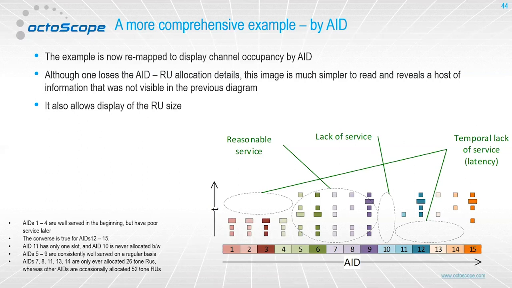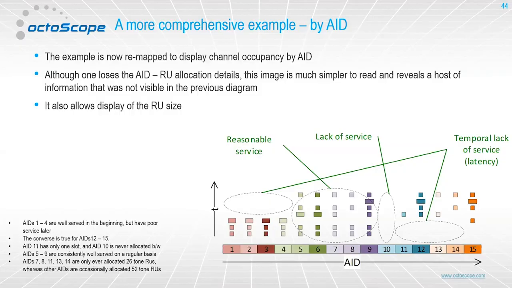Another way that you might want to reorient the same data in order to get a sense of what's going on is to say, let me just look at every AID individually. So now we've put AID instead of frequency along the horizontal axis. So for each AID, we can look at how much of the channel it was actually getting allocated at any given time. As we go up, we can see what allocation it got. Now, we lose in this picture the actual RU, but we do see how much of the band it was getting. So you can tell if it was getting an allocation at all, and if it was, how much of the band it was getting allocated. And that tells you something as well.